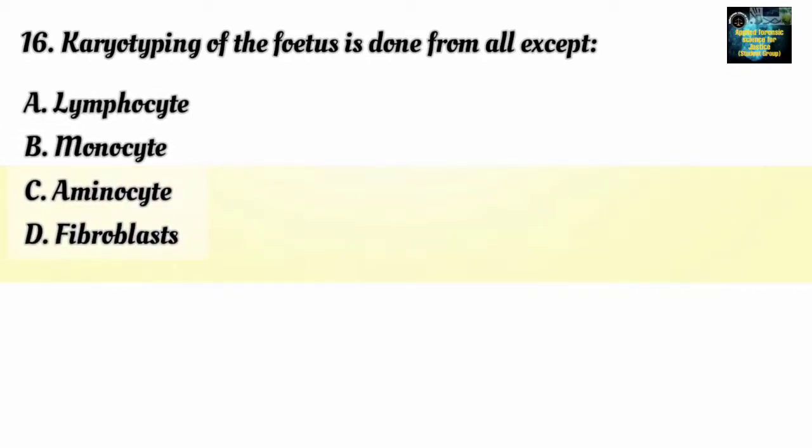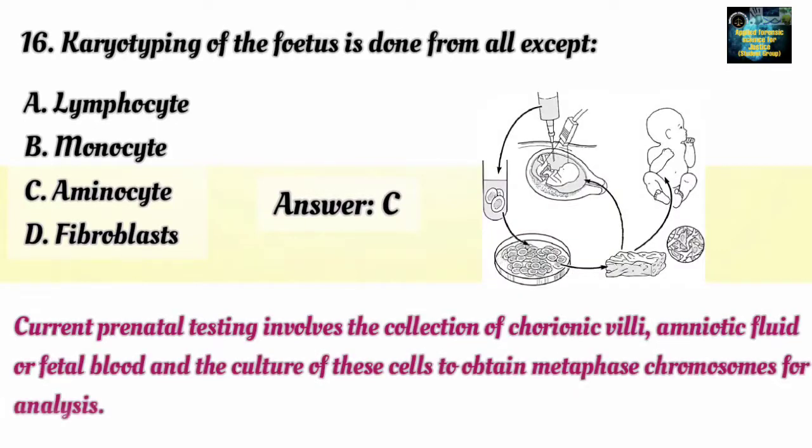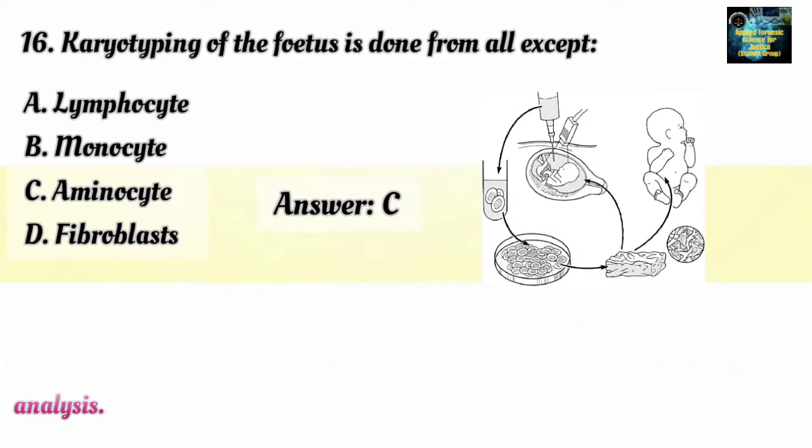Next, question number 16. Karyotyping of fetus is done from all except options A. Lymphocyte, B. Monocyte, C. Amniocytes, D. Fibroblast. Answer is option C. Amniocyte. Current prenatal testing involves the collection of chorionic villi, amniotic fluid or fetal blood and the culture of these cells to obtain metaphase chromosomes for analysis.